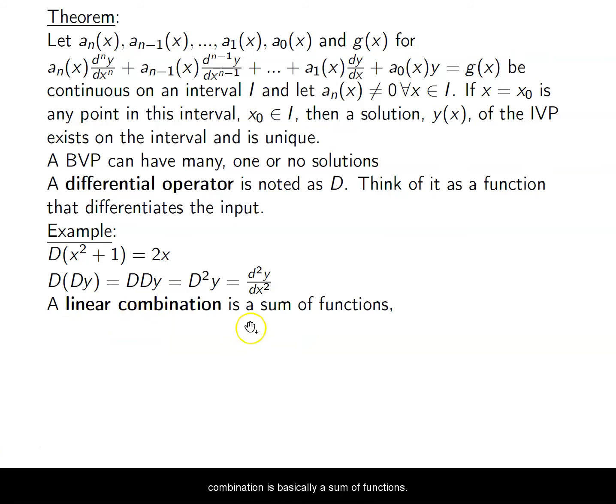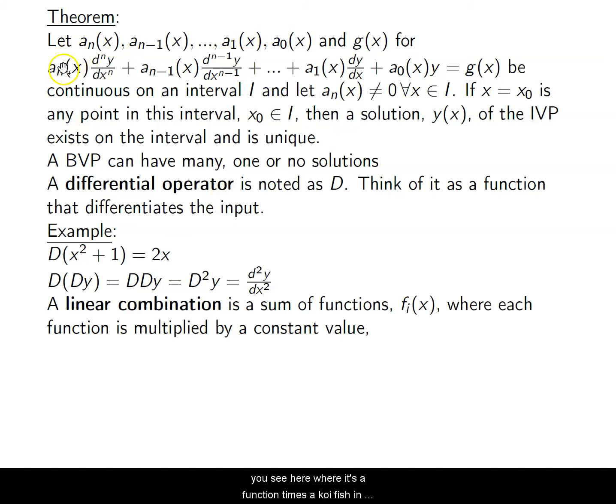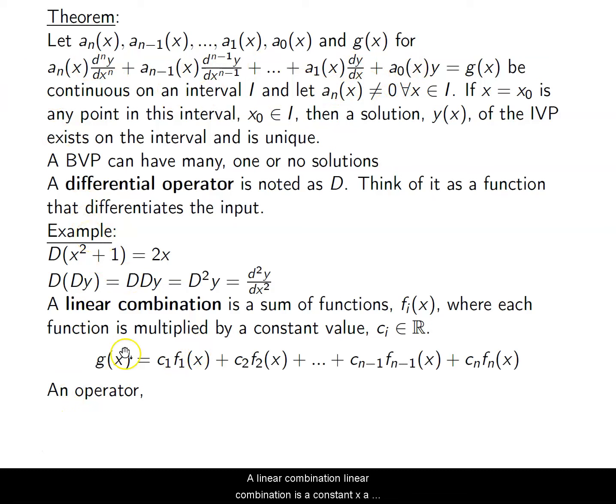A linear combination is basically a sum of functions, each of them multiplied by a constant coefficient. It's a bunch of terms, just like a polynomial, where each is a function times a coefficient. What we see here is not quite that: it's a derivative times some function, though it's similar. A linear combination is a constant times a function plus another constant times a function, and so forth until you run out of functions.